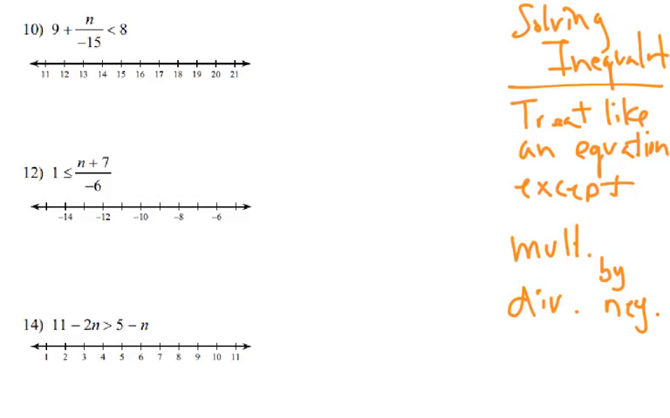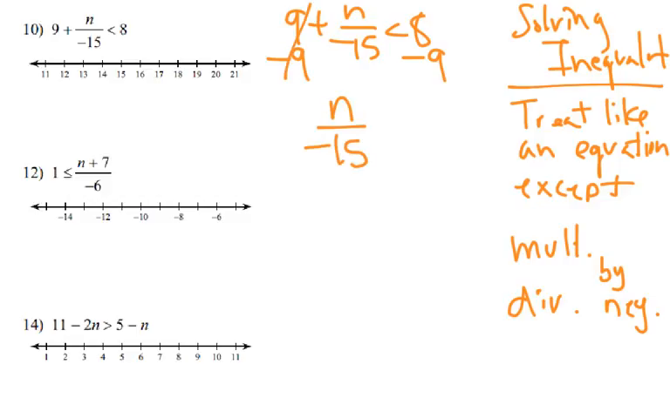So let's take a look at number 10. So we've got 9 plus n divided by -15 is less than 8. So we start out by subtracting 9 from both sides. We're subtracting, so it doesn't change anything. So we get n over -15 is less than 8 minus 9, which is -1. Now we're multiplying by a -15. Because we're multiplying by a -15, we've got to flip the sign, is often the term used, but you've got to change the direction of your inequality.